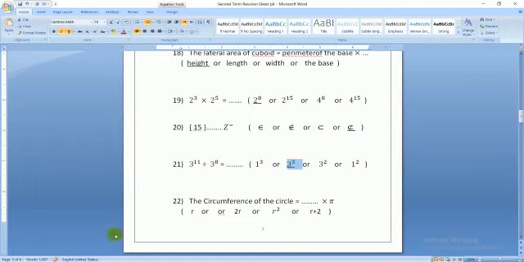Finally, number 22. The circumference of a circle equals what times pi? Circumference of a circle equals 2 times r times pi. Take care of the difference between the circumference of a circle and the area of a circle. Circumference equals 2 times r times pi, but the area of a circle equals r power 2 times pi. So the circumference will be 2r times pi, the second answer.